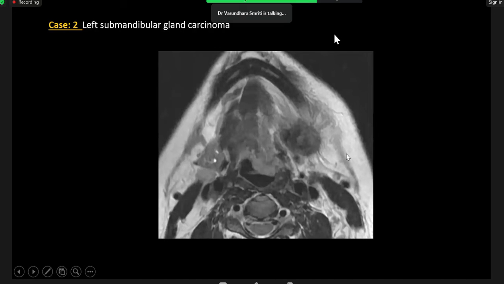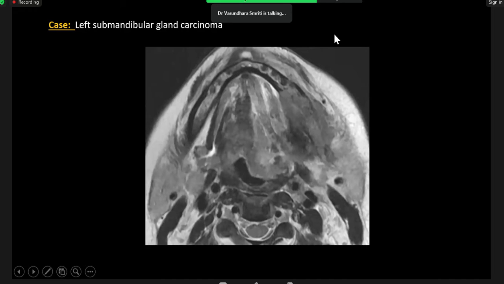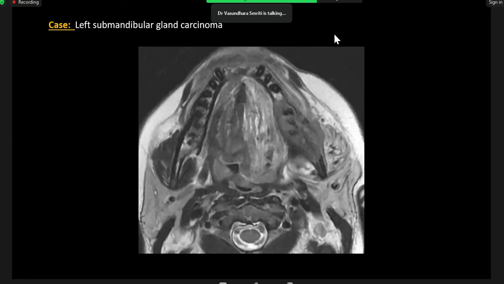So this was a very interesting case. It was a case of left submandibular gland carcinoma. Now these submandibular gland carcinomas are especially very aggressive tumors. So what was seen in this case? It was destroying the mandible. And you have learned during your first year MBBS in the anatomy of the mandible that there is a lingual sulcus present through which the lingual nerve travels. So there was a thickened structure over here.